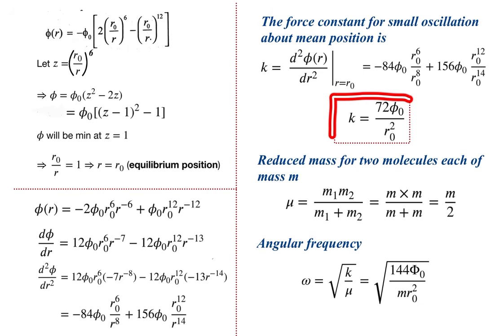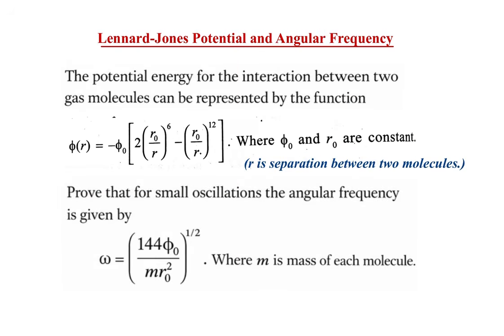Now we have obtained k, and since it is the oscillation of two masses, we will take the reduced mass. The reduced mass will be m1 m2 upon m1 plus m2. Each molecule has mass m, so the reduced mass comes out to be m by 2. So omega will be given by under root k by mu. We have found k and the reduced mass mu. By putting the values of k and mu, we get omega equal to under root 144 phi naught upon m r naught square. So we have proved that this is the angular frequency.